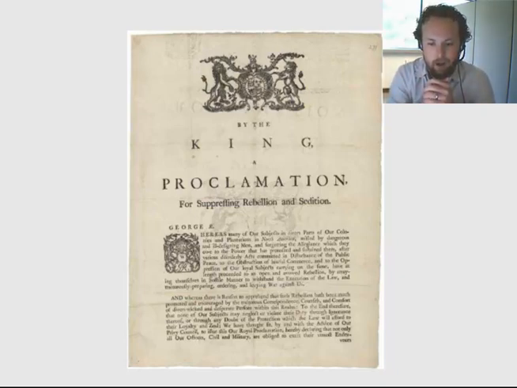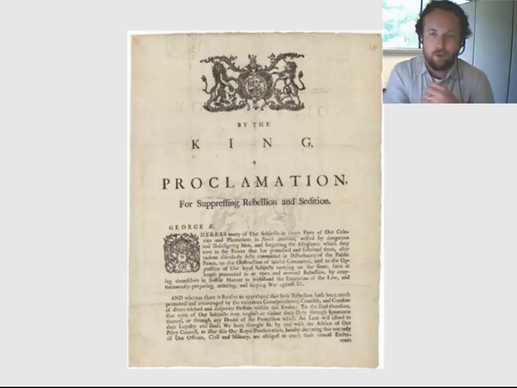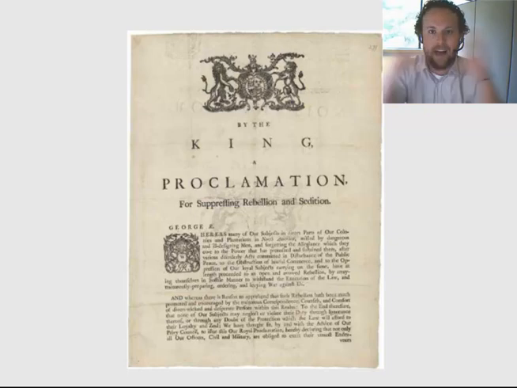I want to believe that the American Revolution was this mass uprising where everybody was like, "Let's get rid of Great Britain and just start our own nation." But it really was not this massive uprising.